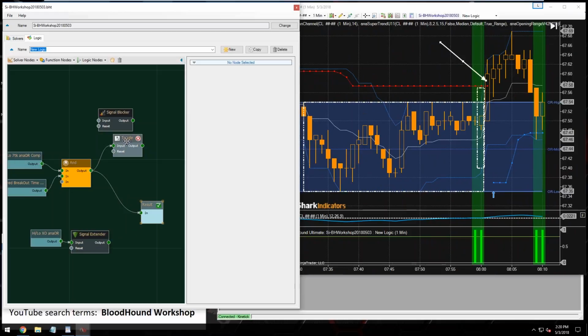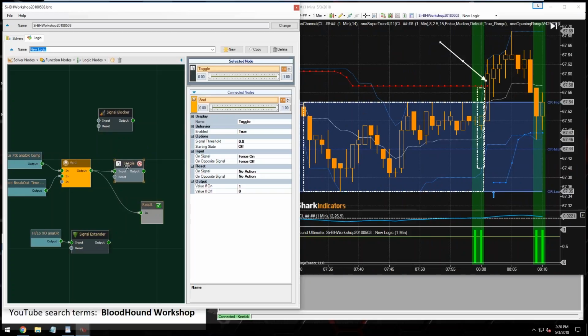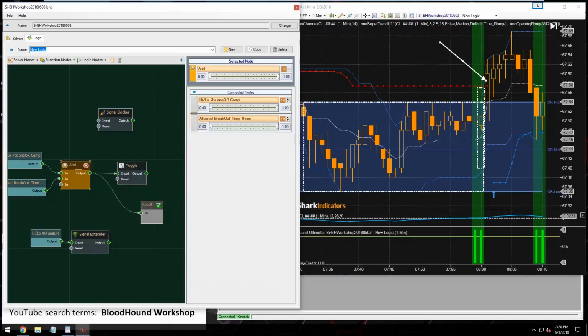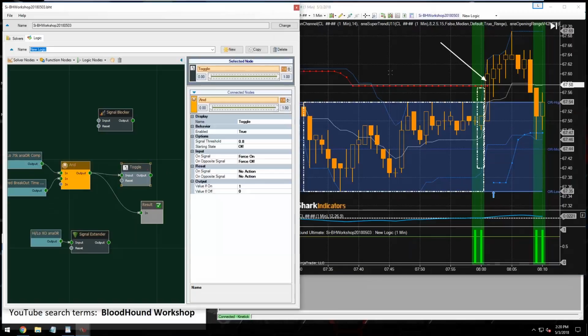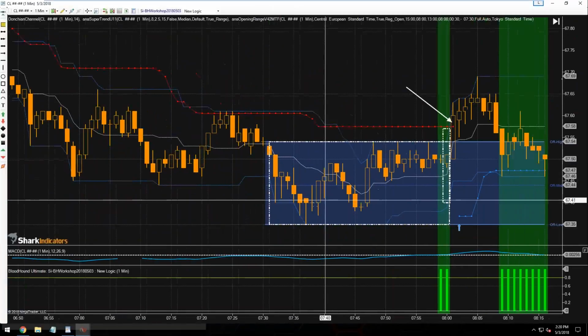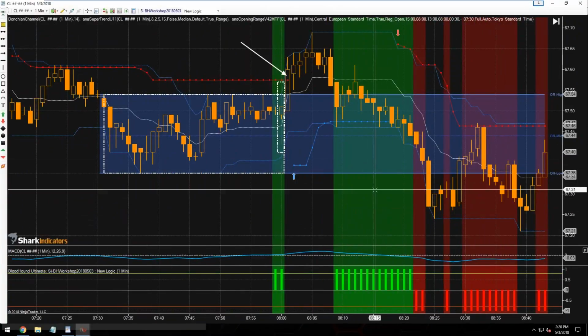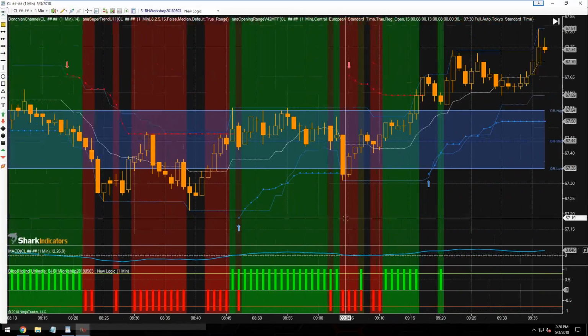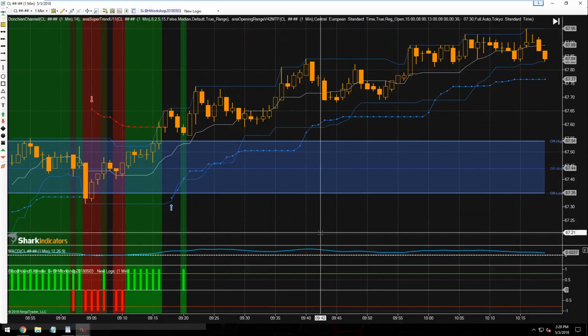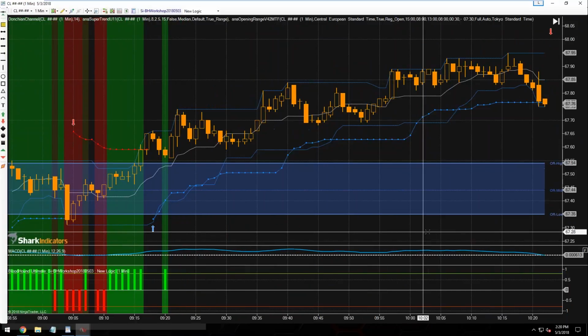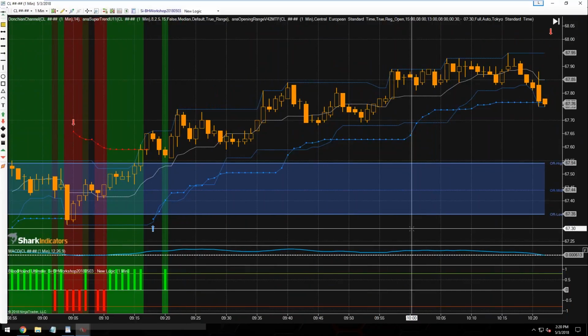So what I'm considering is, right, this toggle node is holding on to the signals coming out of this AND node, right? So what's going into the toggle node? Well, it's all these signals that we see on the chart. And these signals are going to turn off after 10 a.m.